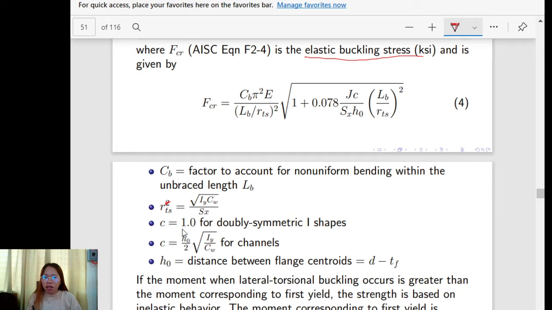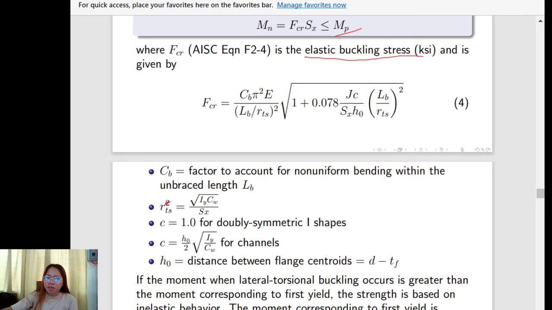Or for channels, that is equal to H sub 0 over 2 times the square root of I sub Y over C sub W, where H sub 0 is equal to the distance between the flange centroids, T minus T sub F.